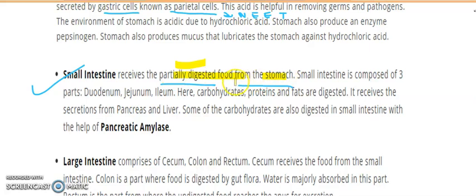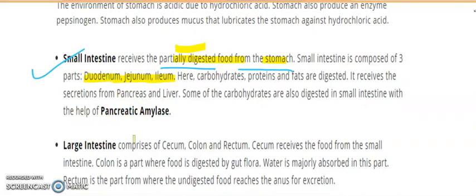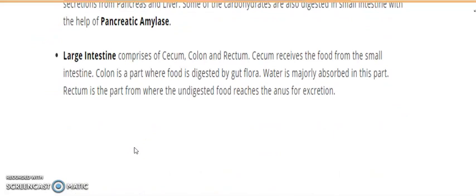The small intestine is composed of three parts. What are those three parts? They are duodenum, jejunum and ileum. These are the three parts of the small intestine. Next is the large intestine. What are the three parts of the large intestine? Cecum, colon and rectum. These are the main parts of the large intestine.